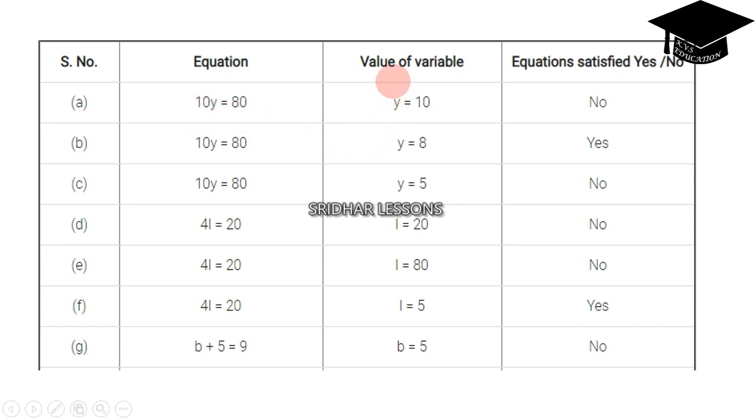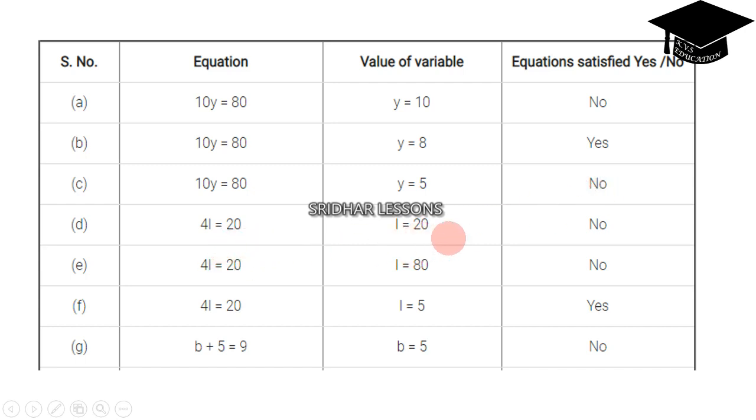If the value of variable y is equals to 10, will the equation be satisfied? No. If y is equals to 8, the equation will be satisfied. For 10y is equals to 80, if y is equals to 5, the equation will not be satisfied. 4l is equals to 20.